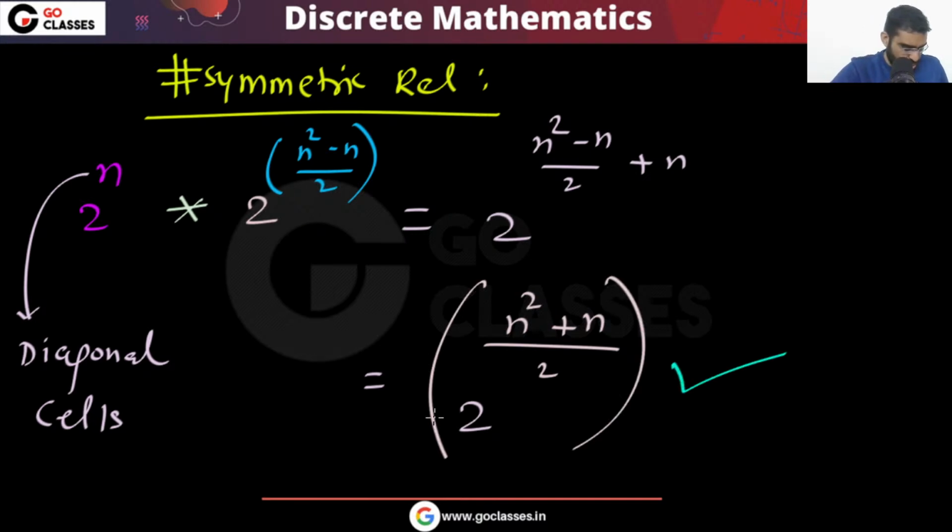Okay. I hope this is understood. So the answer will be 2 power (n square plus n)/2. This is your number of symmetric relations. Or you can simply say that your answer is this. So I hope you understood this.